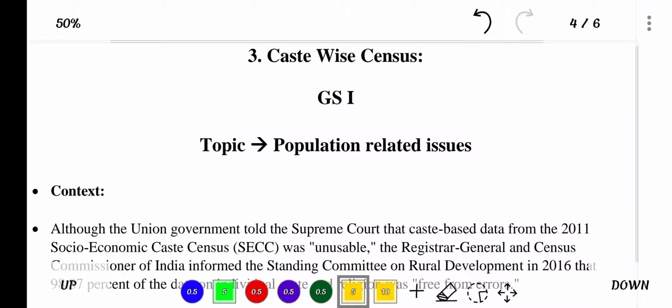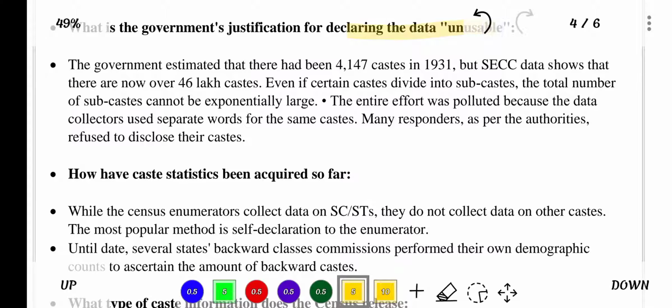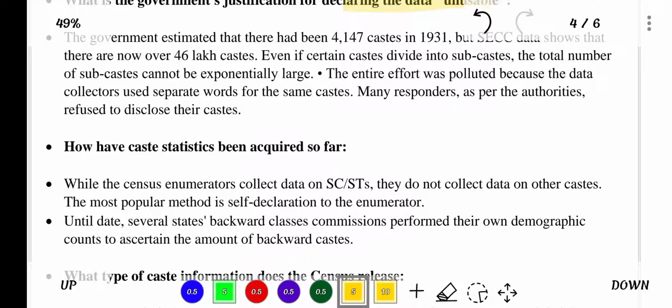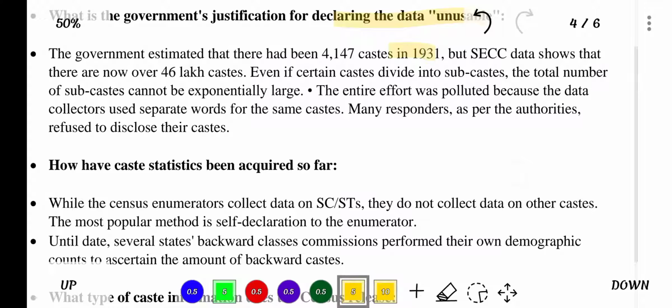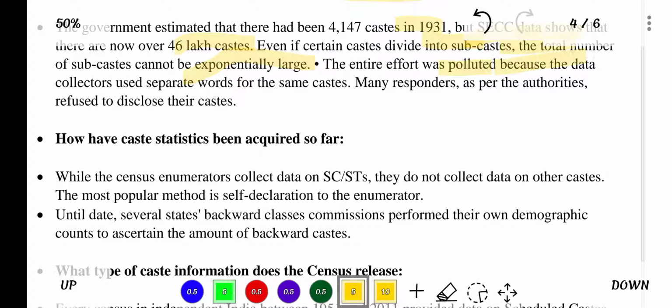The next topic in news is caste-wise census. So what is the government's justification for declaring the data unusable? The government estimated that there have been 4,147 castes in 1931, but SECC data shows that there are now over 46 lakh castes. Even if certain castes divide into subcastes, the total number of subcastes cannot be exponentially large. The entire effort was polluted because the data collectors used separate words for the same castes. Many responders, as per the authorities, refused to disclose their castes.